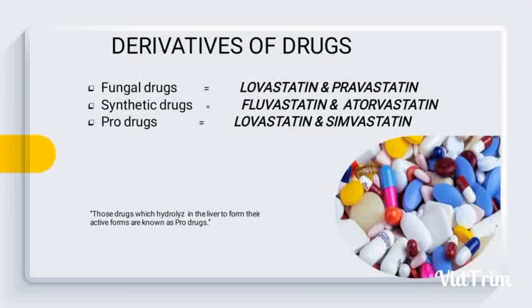The derivatives of the statins are the fungal drugs, the synthetic drugs, and the prodrugs. The fungal drugs contain lovastatin and pravastatin. The synthetic drugs contain fluvastatin and atorvastatin, and the prodrugs contain lovastatin and simvastatin. Those drugs which are hydrolyzed in the liver to form their active forms are known as prodrugs.